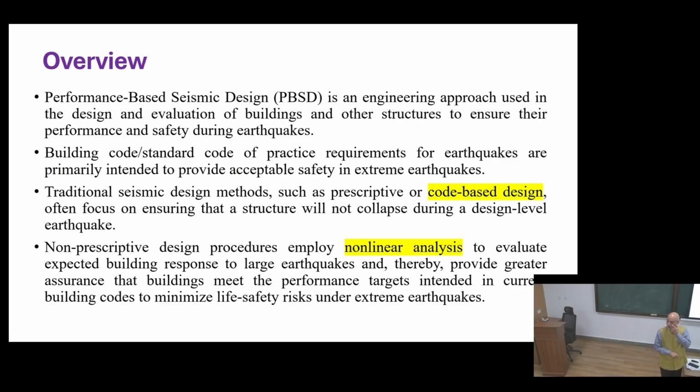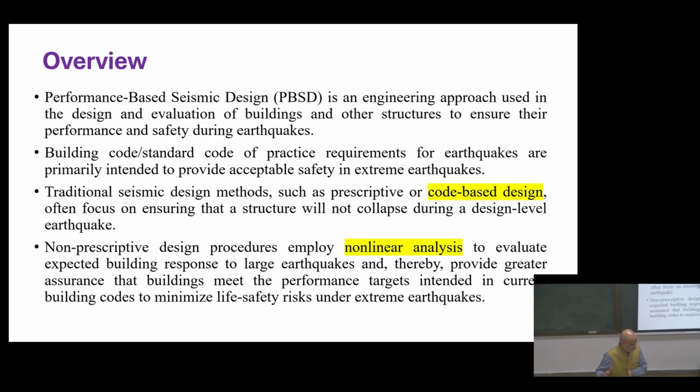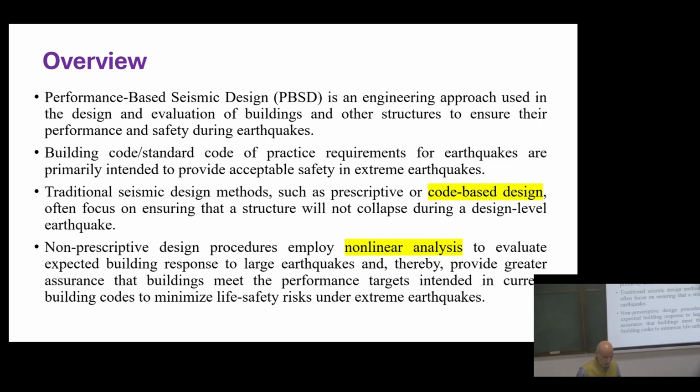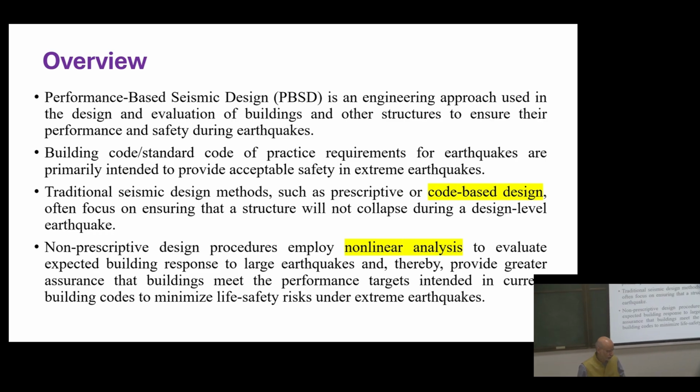So when we are doing this design procedure, the performance targets intended by current building codes is to minimize life safety risk under the extreme earthquakes. When we say extreme earthquake, it means a large earthquake comes, and the structure should perform the function for which it has been designed. It is not going to collapse. So this word I am repeatedly using during this presentation: the structure should not collapse in all eventualities.